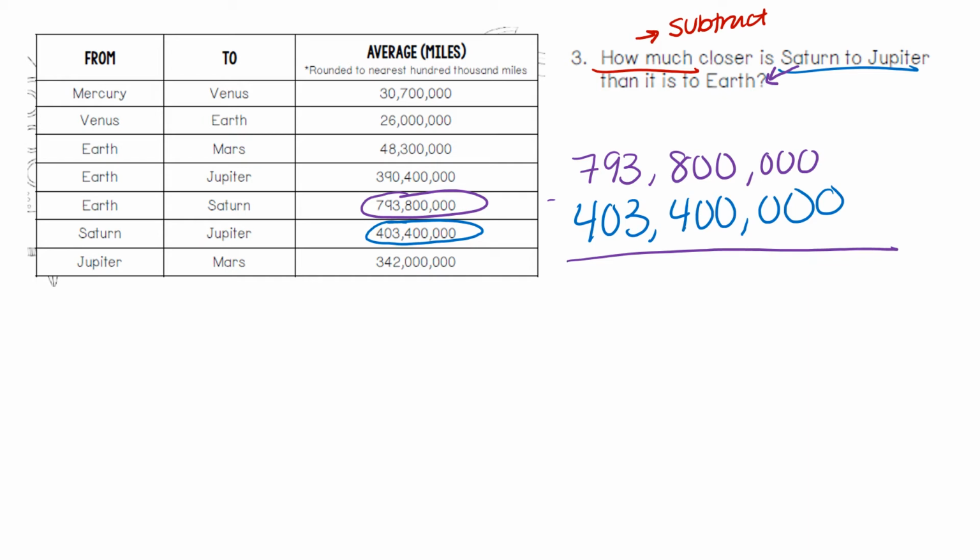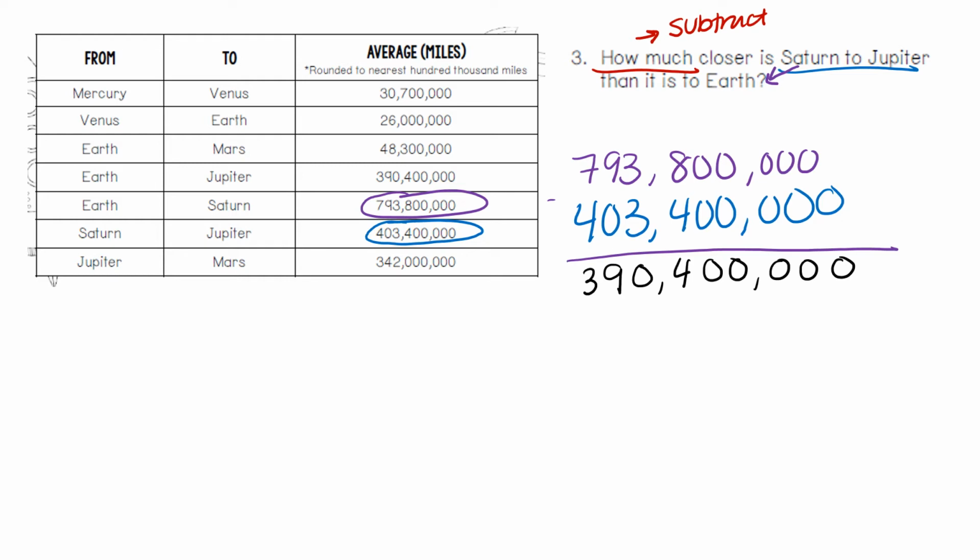When we are subtracting, the zeros subtract to give us just 0. They stay the same. 8 minus 4 is going to give us 4. 3 minus 3 is going to give us 0. 9 minus 0 is going to give us 9. And 7 minus 4 is going to give us 3. 390,400,000 is going to be our answer.